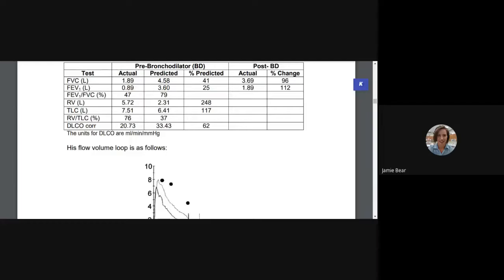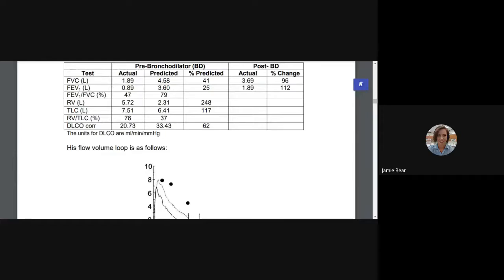So that is extremely high. His total lung capacity then is 117%, so greater than normal. And then if you look, the residual volume over total lung capacity in a perfectly healthy young person would only be about 20% of predicted. So think about this. Of his total lung capacity, 76% of that is residual volume.